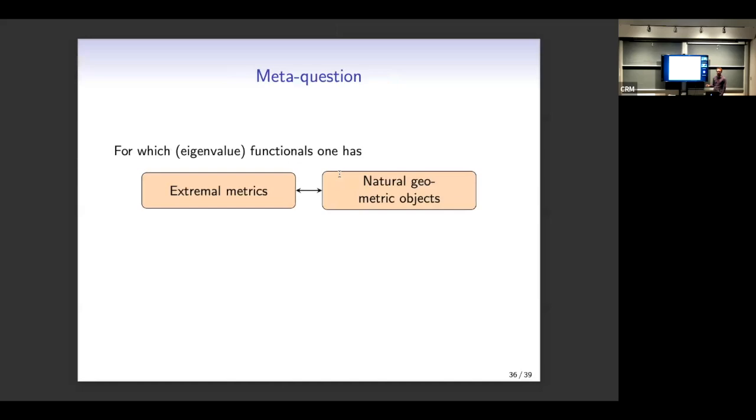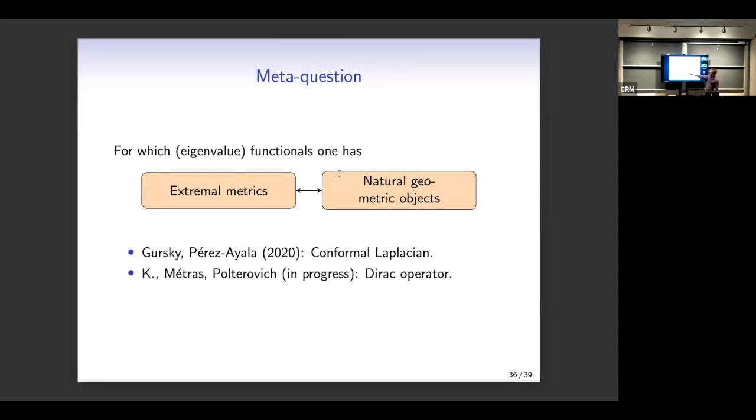And the meta question for the end, since you're here in a math talk, so it has to be a meta question. So we saw two instances of this correspondence between some critical points for eigenvalue functionals and some natural geometric objects. So the question is, how ubiquitous is it? So we saw two instances. There are two more instances that appeared recently. For the conformal Laplacian, you can associate something which, at least for the first eigenvalue, gives you the Yamabe problem. And then we have joint work in progress for the Dirac operator, where you get some sort of harmonic maps to, or minimal surfaces in, projective planes.